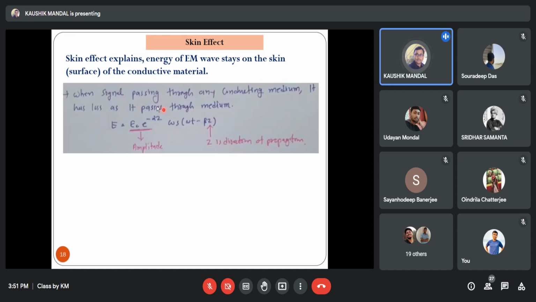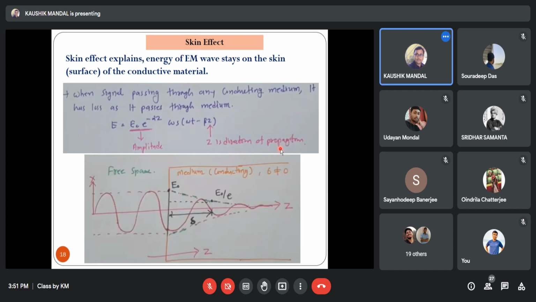If we consider the basic equation of the electric field passing through the conducting medium, it is E0 e to the power minus alpha z cos(omega t minus beta z). The electric field is attenuating by the factor e to the power minus alpha z, where z is the direction of propagation. We can represent it in that way.